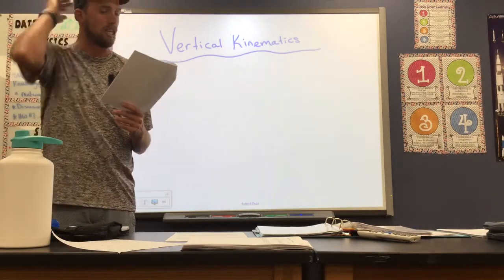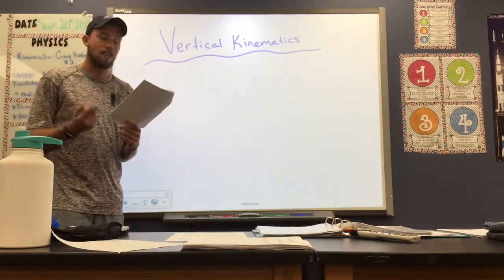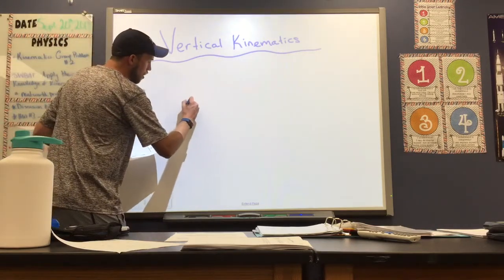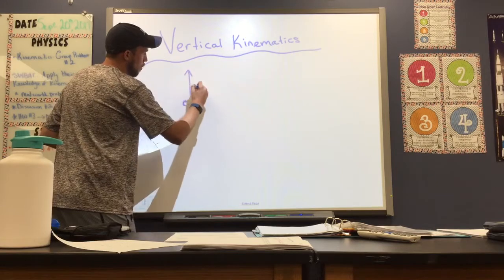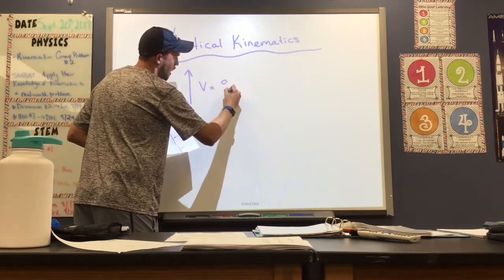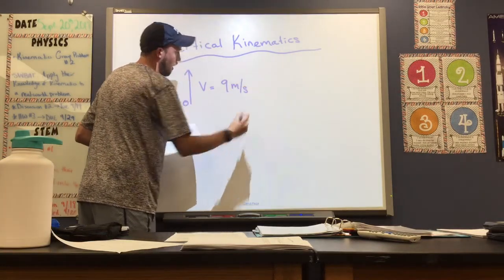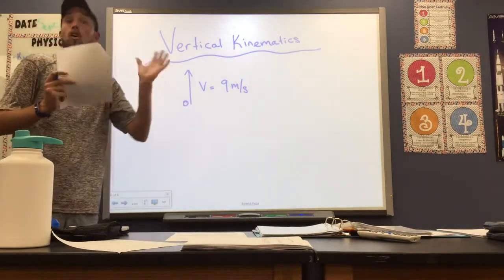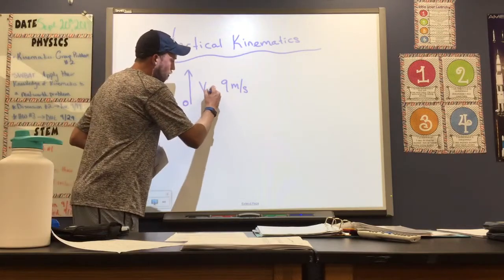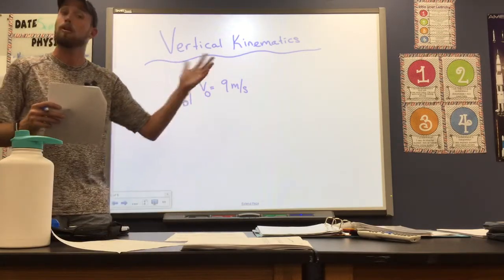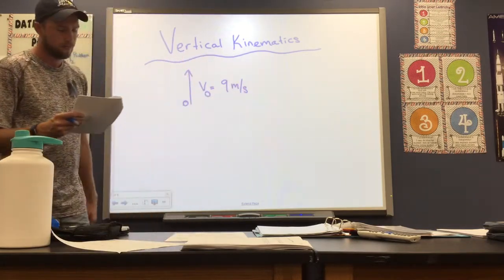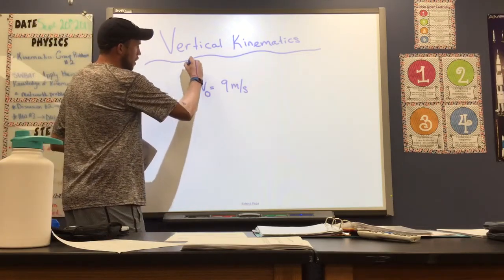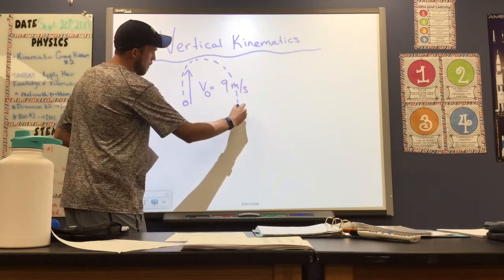So in problem number 15, you're given a diagram, and that diagram gives us a little bit of information. We're told that we're taking a ball and launching it upward with a velocity of 9 meters per second. Since that velocity is going to be our starting velocity, we're going to call that V0. That's going to be an important variable going forward.